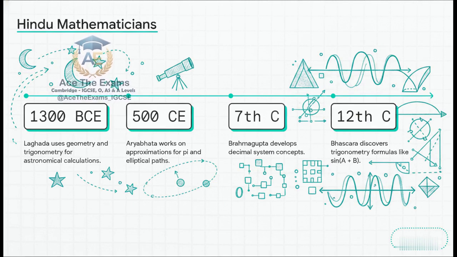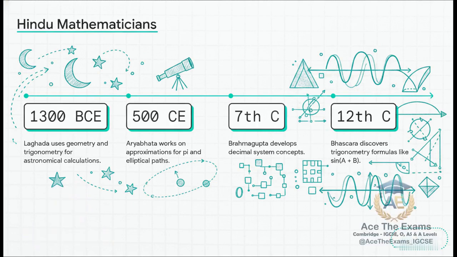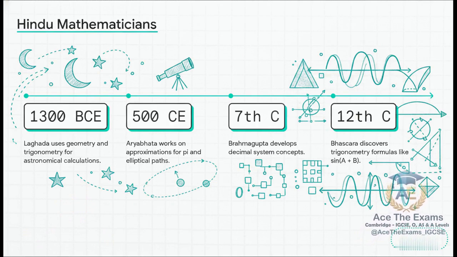In the 7th century, we see Brahmagupta, who we'll talk about in just a moment. And then, skipping to the 12th century, Bhaskara, one of the greatest mathematicians of all time, discovers critical formulas like the sine of a plus b. This brilliant work formed the bedrock of global mathematics. These were the original master strategists.